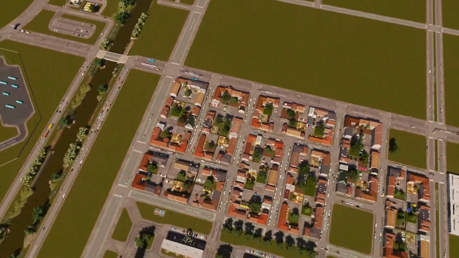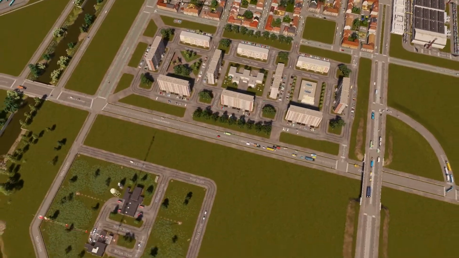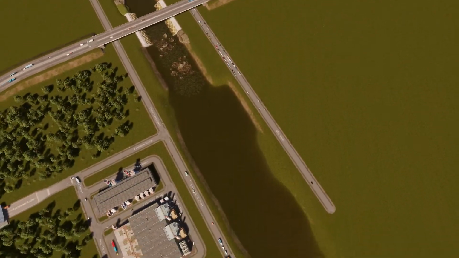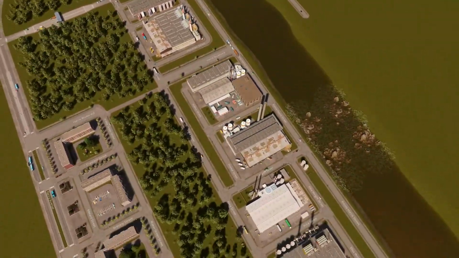The former Eastern Bloc city building series. And in this episode I am going to build a big university for the city. So let's do it.